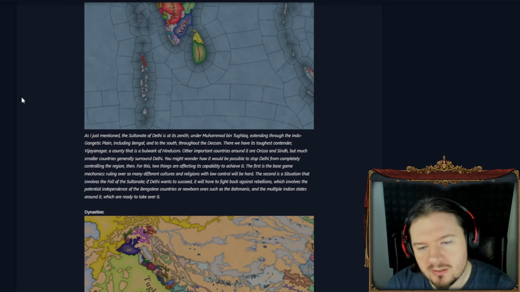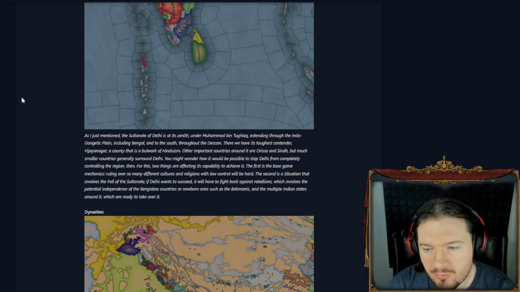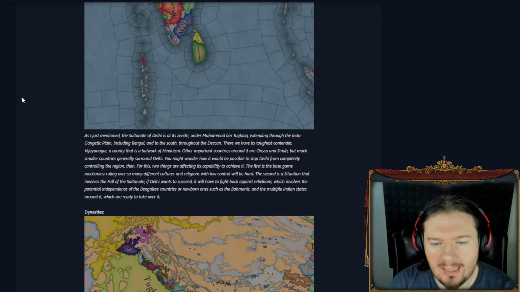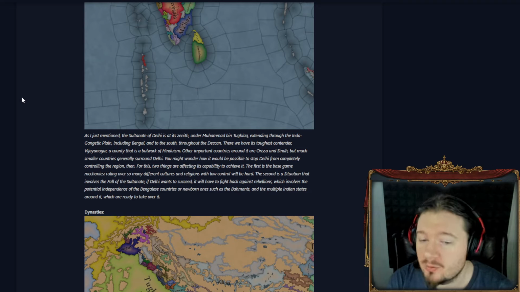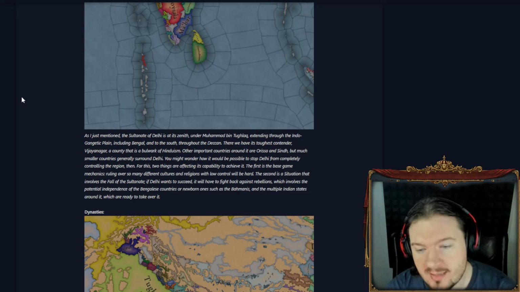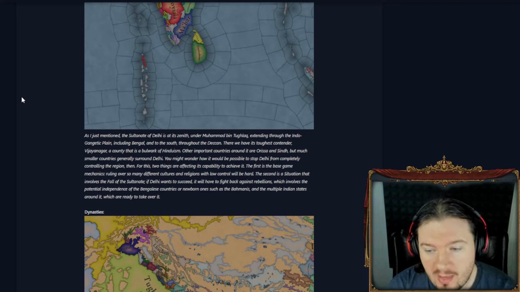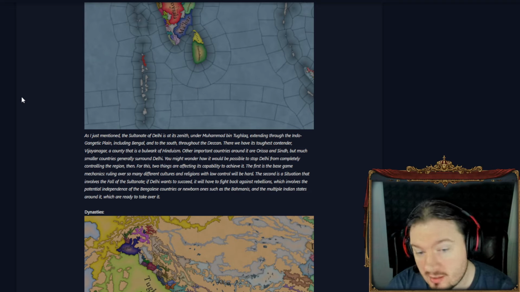As I just mentioned, the Sultanate of Delhi is at its zenith under Muhammad bin Tughlaq, extending through the Indo-Gangetic Plain. That is a new word to me. Makes sense, but it is new. Including Bengal and to the south through the Deccan. There we have its toughest contender, Vijayanagar.